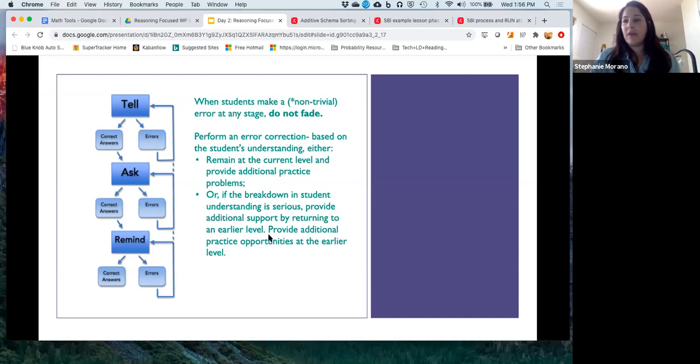So this is a graphic organizer of what this framework can look like. Basically, if students are making mistakes at any part of the framework, we just keep working at that level. We don't fade to the next level. If students are doing well with practice problems at a level, we fade to the next lower level of support.